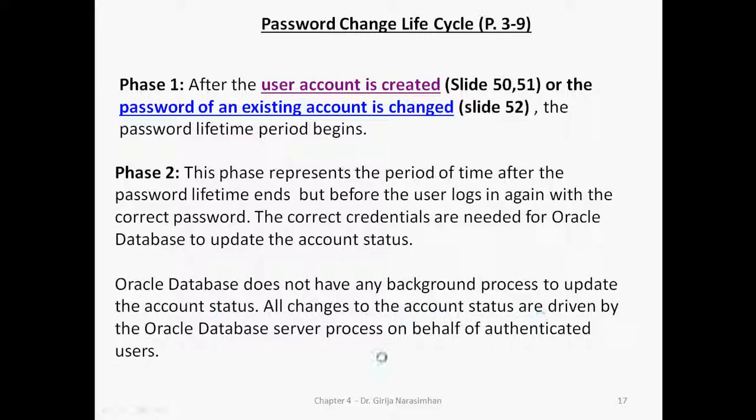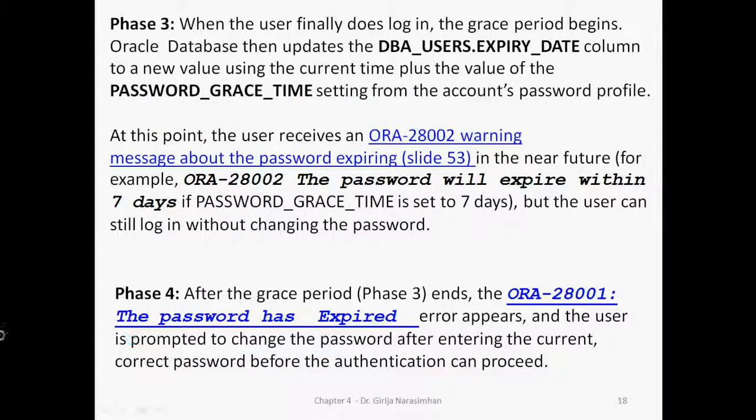All changes to the account status are driven by the Oracle database server process on behalf of authenticated users. So now we see phase 3. When the user finally does log in, the grace period begins. Where does the problem come? Grace period: DBA_USERS.EXPIRY_DATE. It will give the grace time.